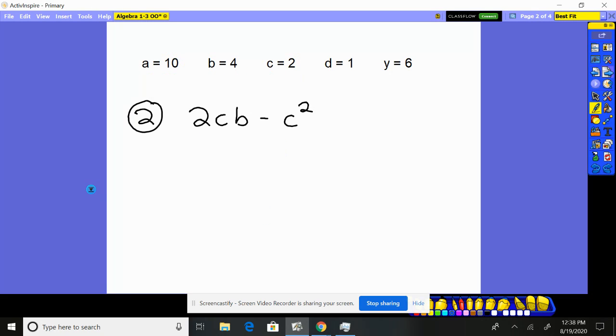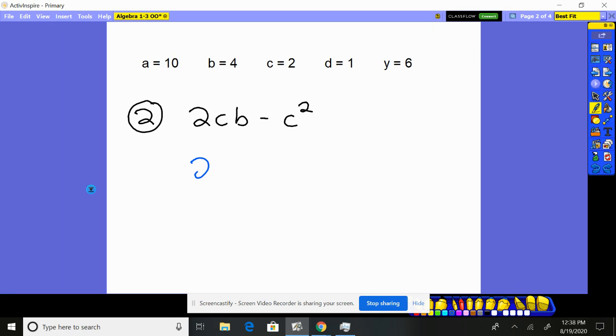Let's look at the next problem. I'm going to keep the same values for A, B, C, D, and Y. They might change from one problem to the next, but for the ones we're going to do, we're going to keep the same ones, and they'll always be told to you. So we have 2 times C times B minus C squared.